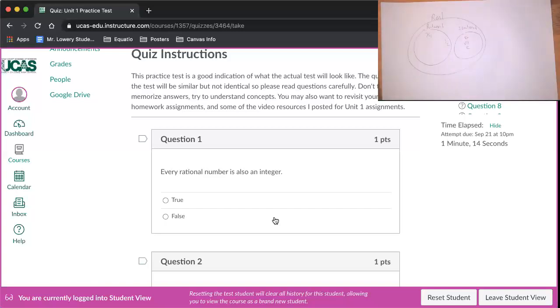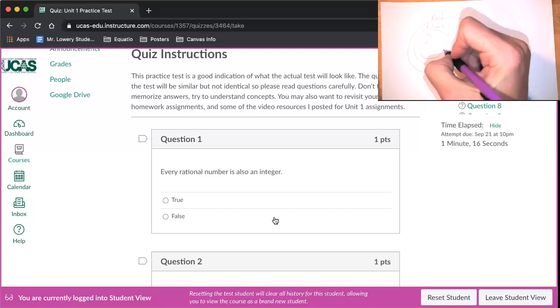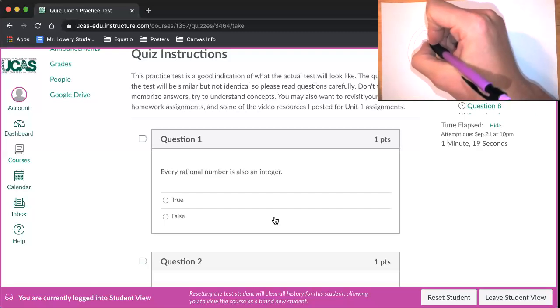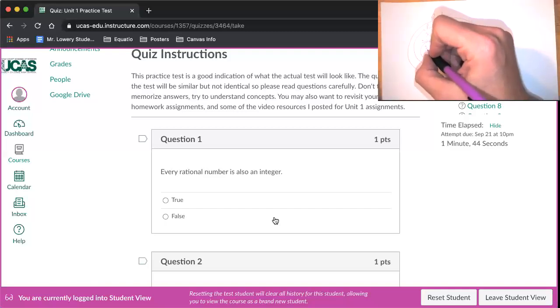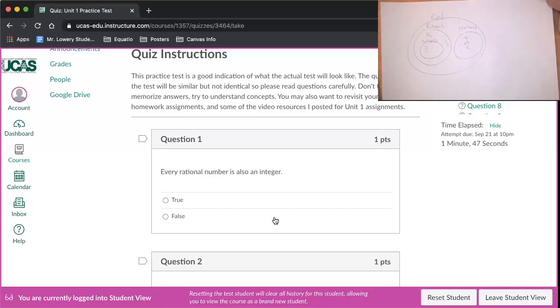1/2. Now included in the rational numbers are all the integers, because integers can also be written as fractions. A rational number is any number that can be written as the ratio of two integers. So 3/4 is the ratio of two integers, 1/2 is the ratio of two integers. But each integer, like 3, can also be written as the ratio of two integers, because we can write it as 3/1. So every integer is rational, but not every rational is an integer.